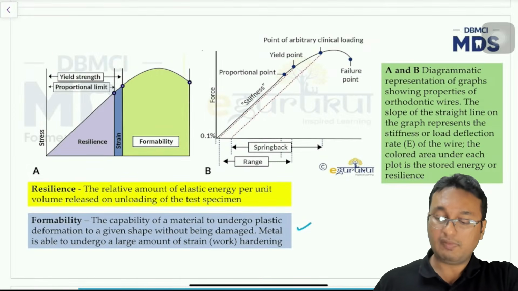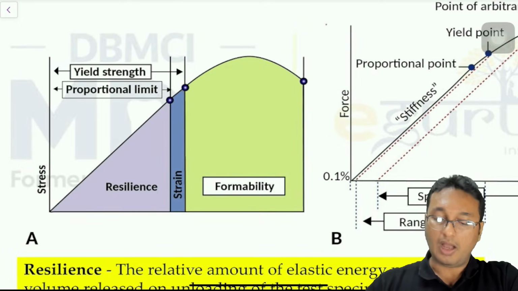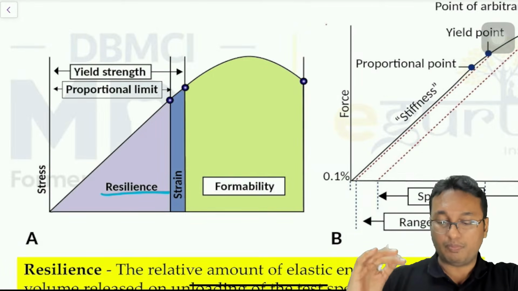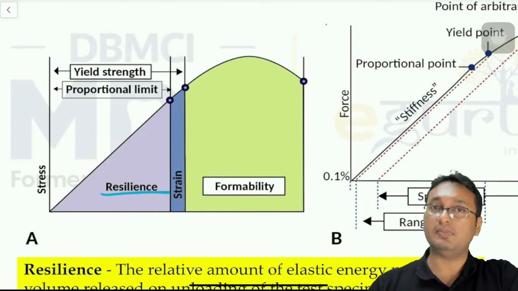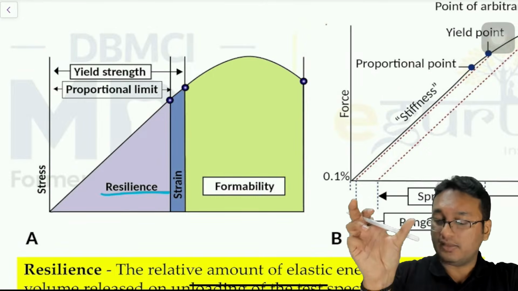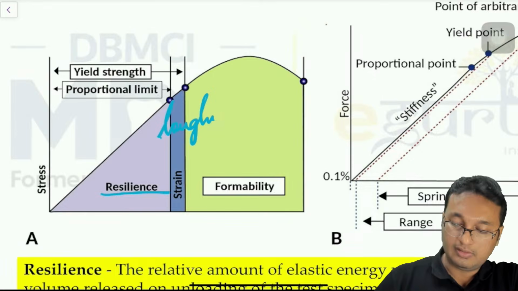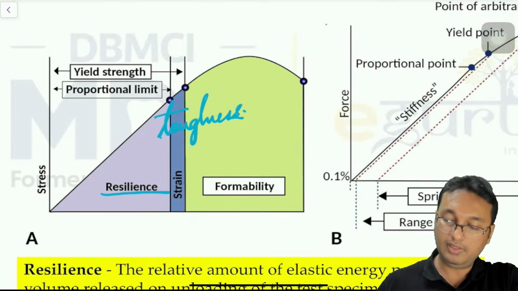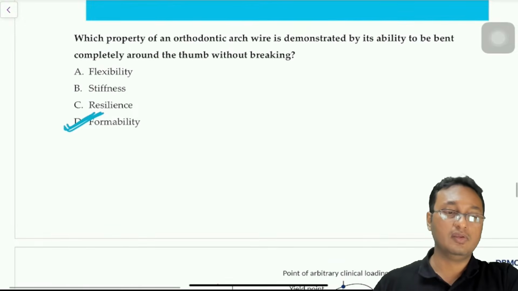Resilience is the relative amount of elastic energy per unit volume released on unloading of the test specimen. So if you draw a stress strain curve, up to proportional limit, the area within the graph is known as resilience. Beyond the proportional limit to the ultimate fracture point, the area within the graph is known as formability. The sum total of resilience and formability is known as toughness. Okay? So correct answer will be formability.